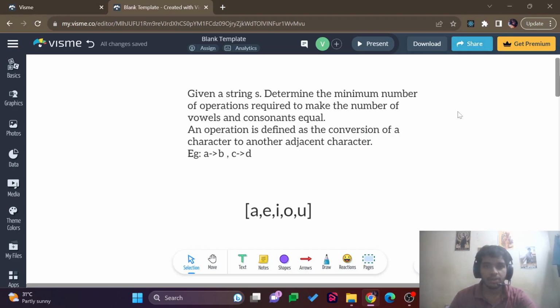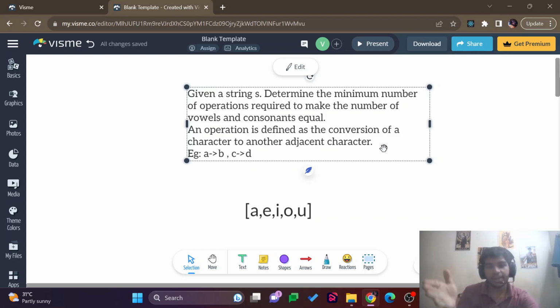So this will be the first question in this series of questions, and this was actually the first question asked. As we can see here, we are given a string S, and we need to determine the minimum number of operations required to make the number of vowels and consonants equal. An operation is defined as the conversion of a character to another adjacent, nearby character.